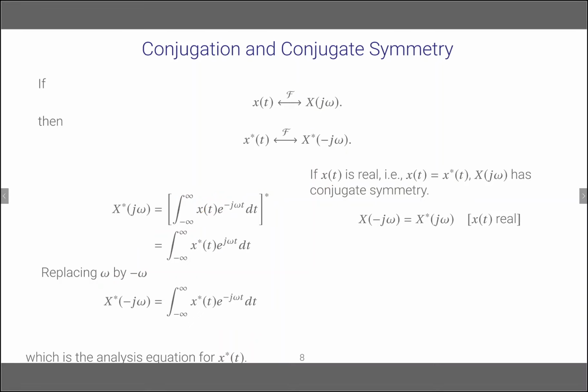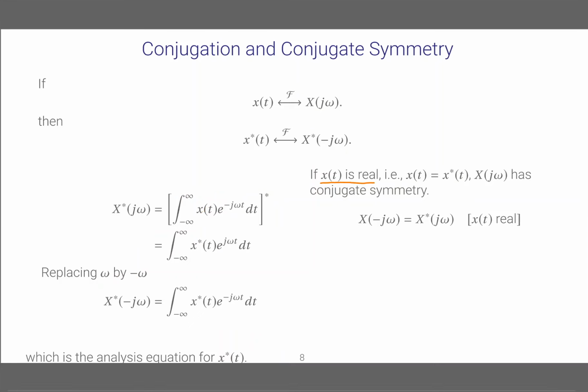Okay, now let's consider this situation. If x t is real, what is the situation? There is no imaginary part in that signal. So therefore x t is equal to x star t. So x j omega should have conjugate symmetry, because this and this must be equal in that case. X j omega and x star minus j omega must be equal. So therefore it has conjugate symmetry. We must remember this.